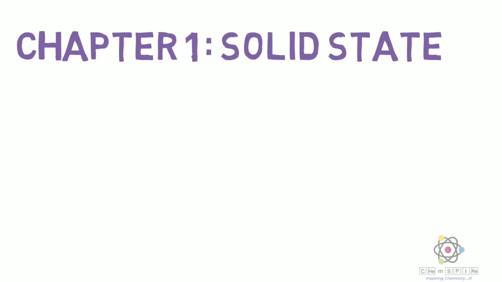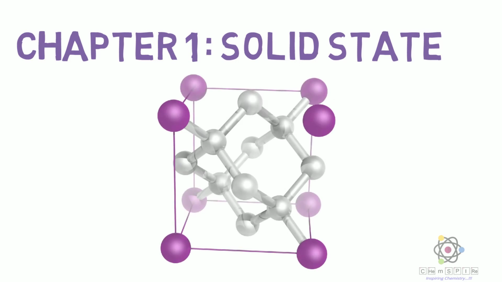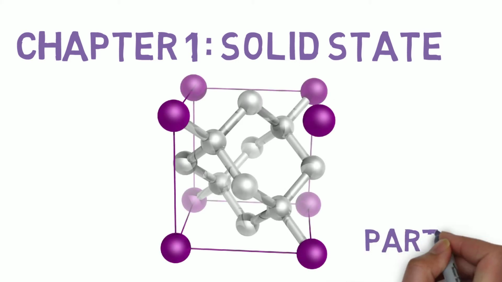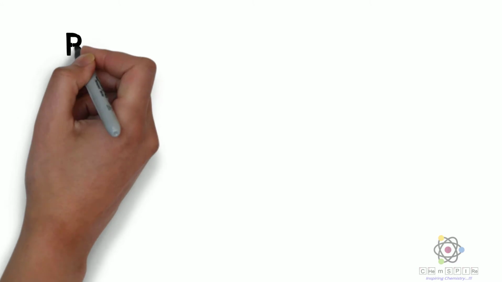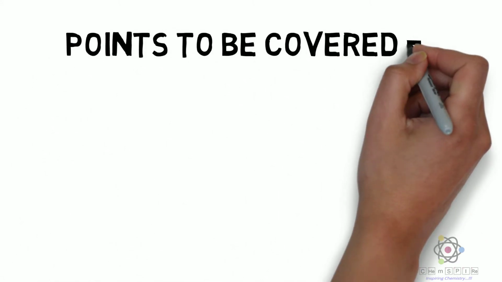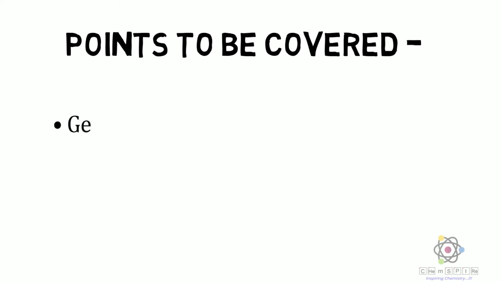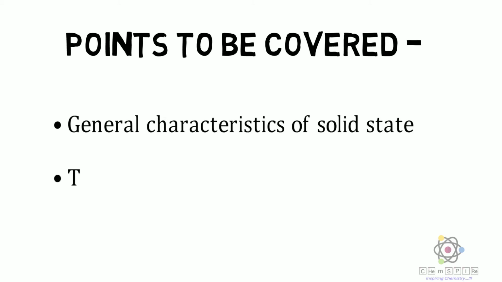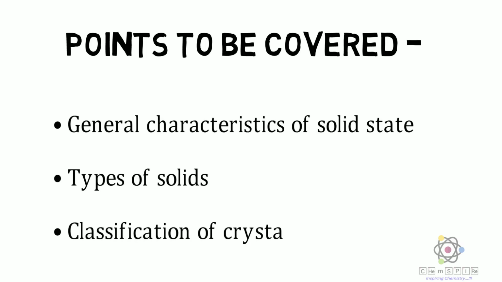So here we are going to discuss the first chapter, that is Solid State. I am going to discuss this chapter in different parts. So here is part 1. Now what points are we going to discuss in this part? General characteristics of solid state, types of solids, and classification of crystalline solids.